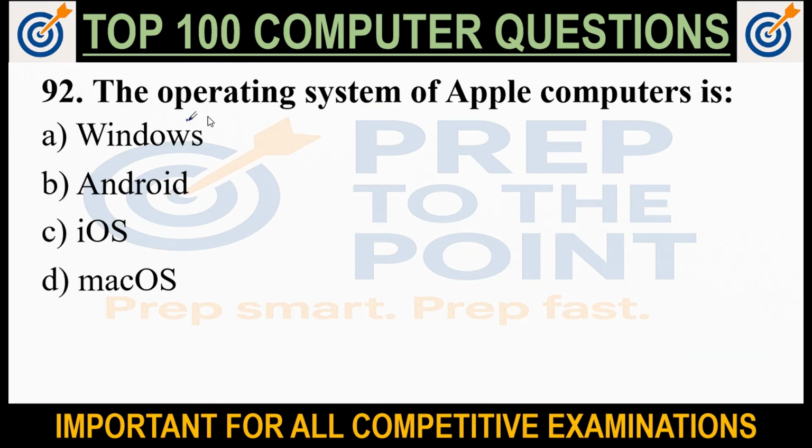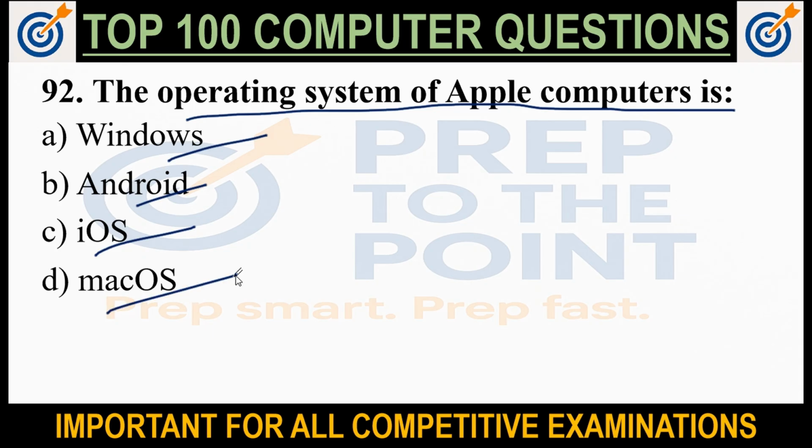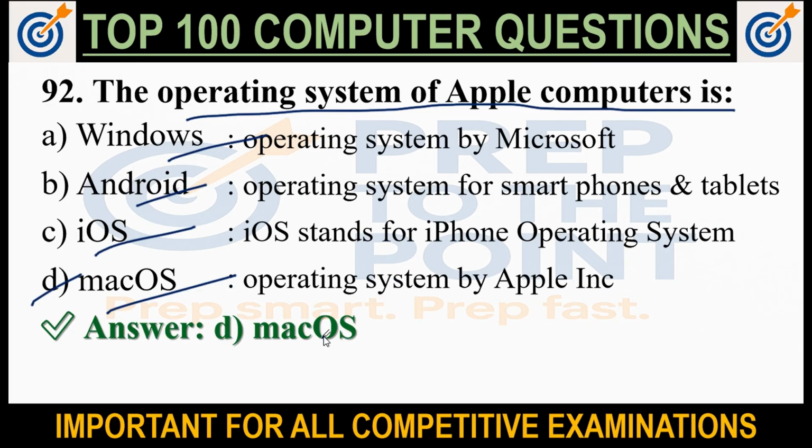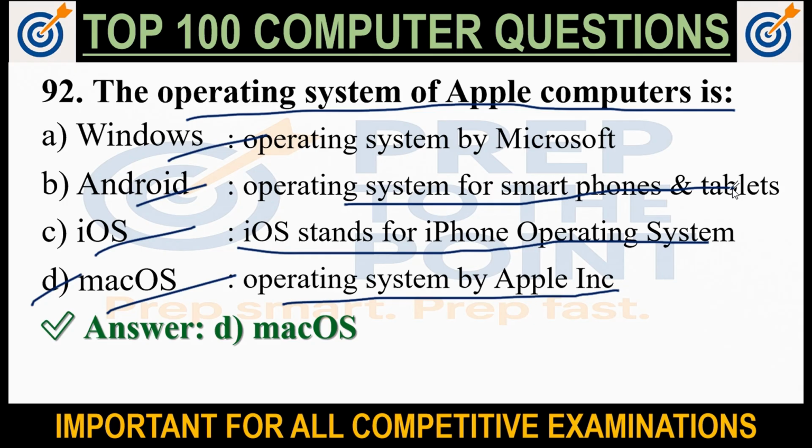The operating system of Apple computer is Windows, Android, iOS or Mac OS? The right answer is Mac OS. Mac OS stands for Mac Operating System, which is developed by Apple Inc., while iOS stands for iPhone Operating System. Android is an operating system for smartphones and tablets, while Windows is the operating system by Microsoft.